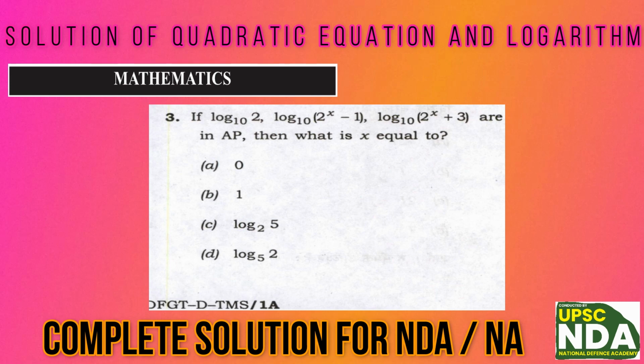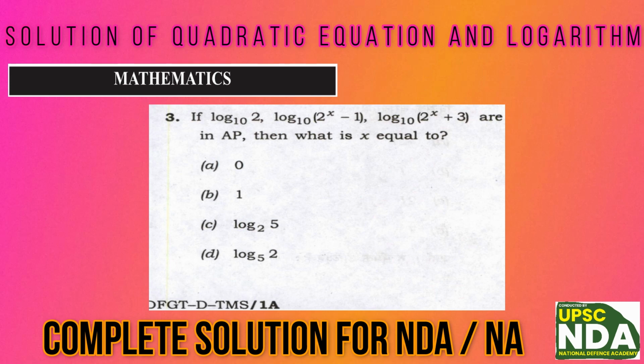The first option says that the value of x is 0. The second option says that the value of x is 1. The third option says that the value of x is log to the base 2 of 5. And the fourth option says that the value of x is log to the base 5 of 2.